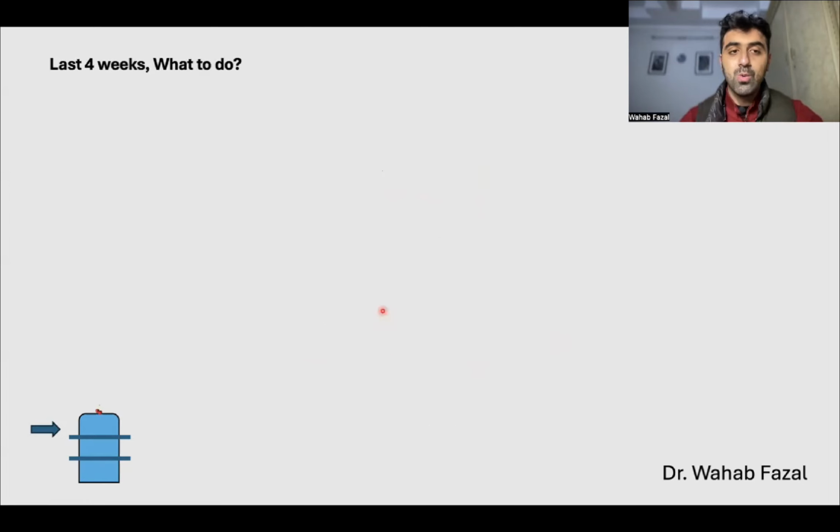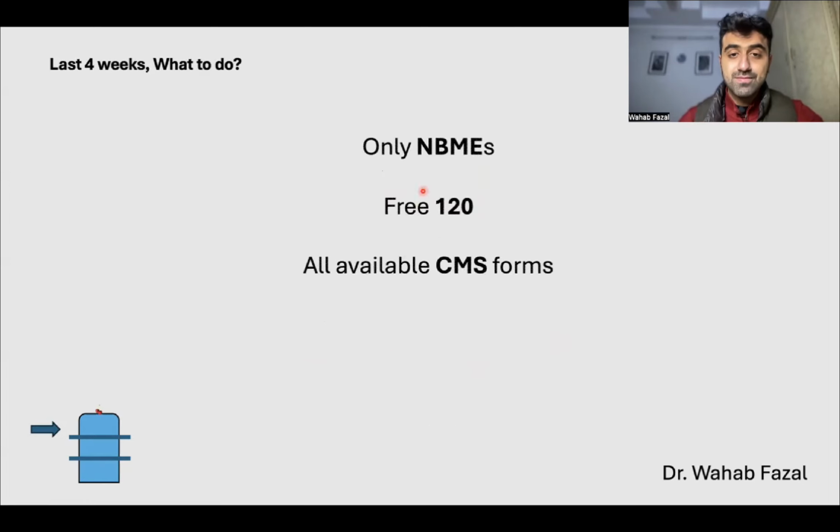Last 4 weeks, what to do? This is what I suggest, you don't have to follow it completely. In the last few days, you want to do the NBME self-assessments. The NBME free 120 is available freely. The NBMEs you would have to buy, and the CMS forms. I would suggest that you do all the available CMS forms. I know it can get expensive, but I think it would really help you get a good score.